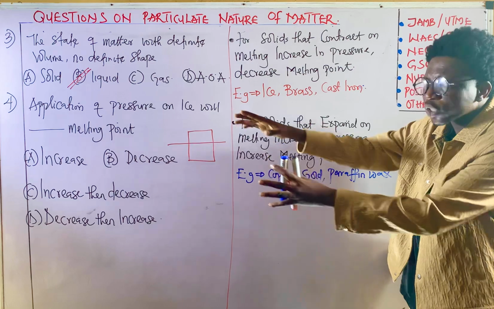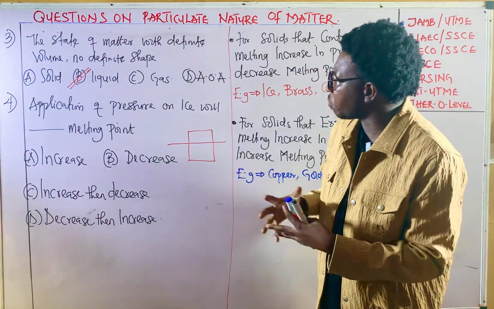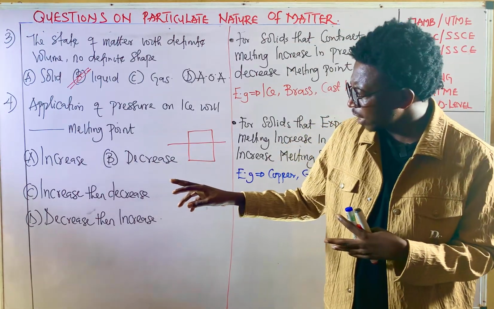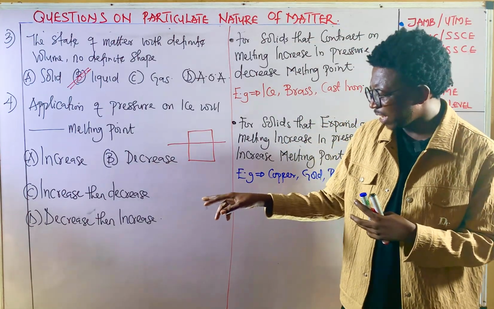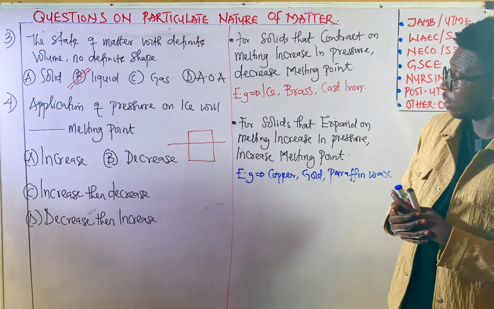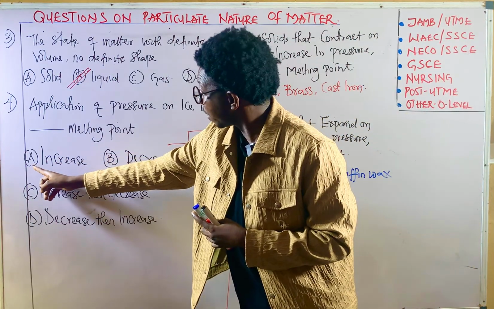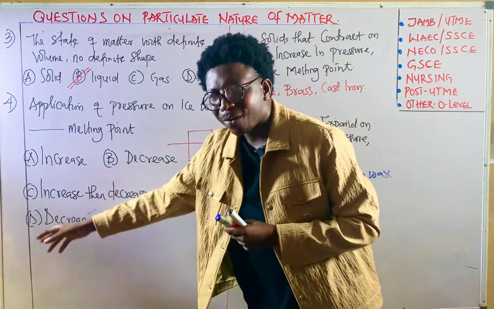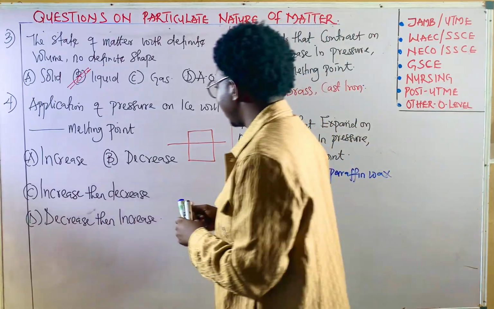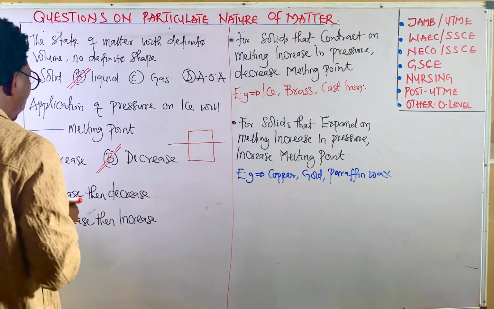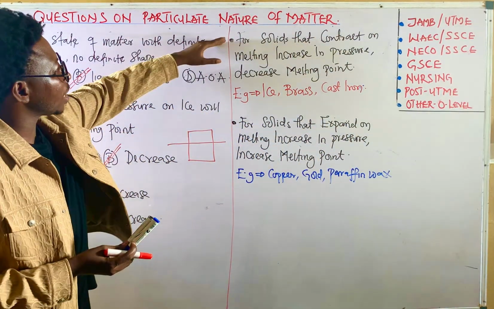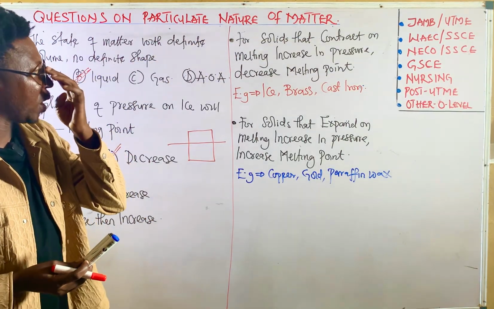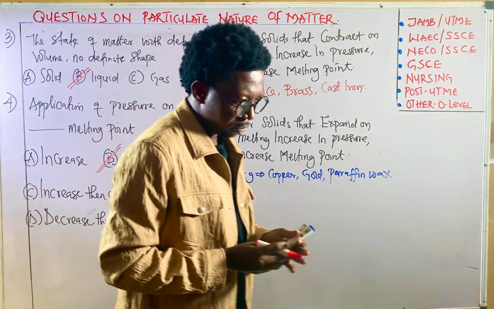So we're going to answer this question now. How do we answer this question? Application of pressure on ice will dash melting point. The answer is not increase. The answer is not increase then decrease. The answer is not decrease then increase. The answer is not C. The answer is not D. Rather, the answer is option B, because ice falls under this category of solids that contract on melting. So increase in pressure will decrease melting point.